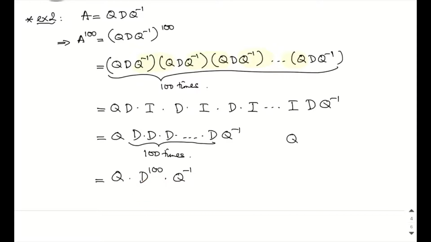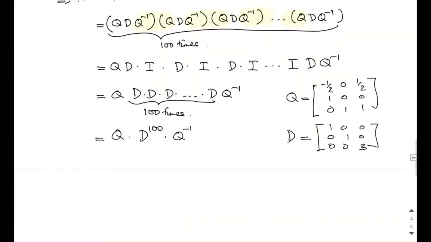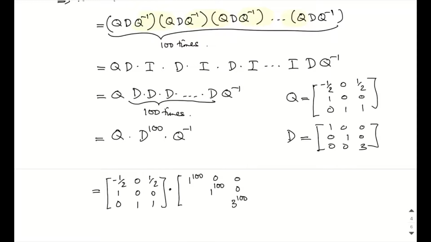Remember, Q is negative 1/2, 1, 0, 0, 0, 1, 1/2, 0, 1. D was just 1, 1, 3. And so D to the power 100 is going to be 1 to the power 100, 1 to the power 100, and 3 to the power 100. Elsewhere, you're going to get 0. And then you know from here that you have to compute Q inverse if you want to find the final answer.